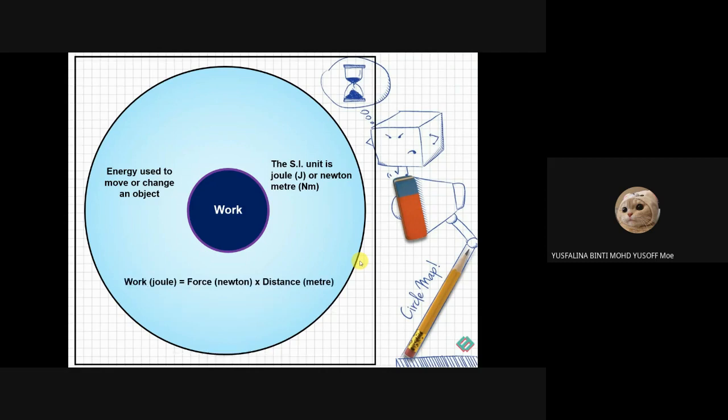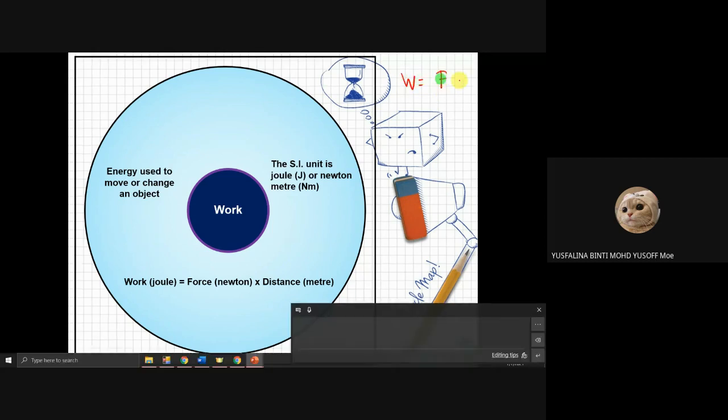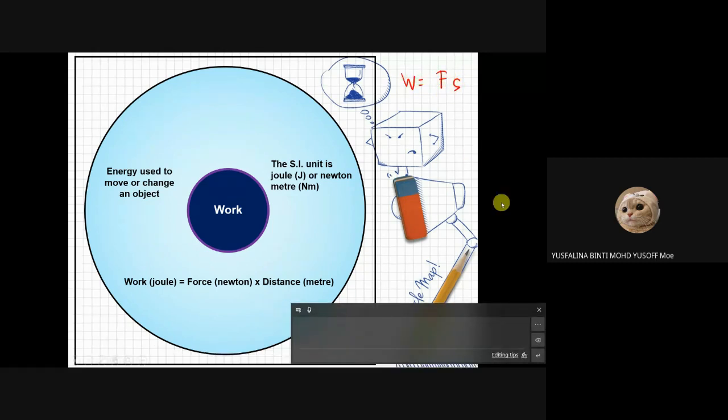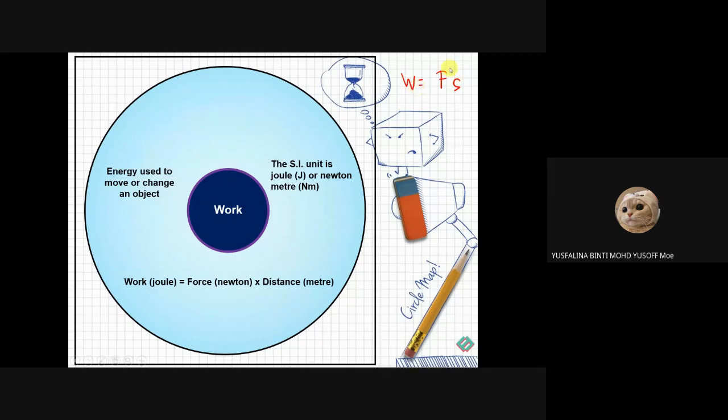And this is the formula for work. Work is the force multiplied by the distance. So W equals Fs, right? W is work, F is force in Newton, and s is distance in meter.